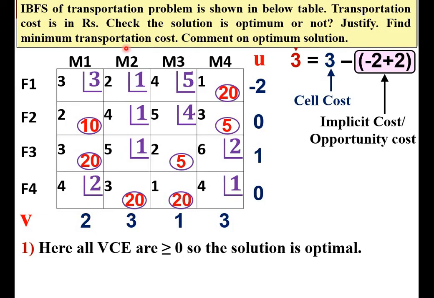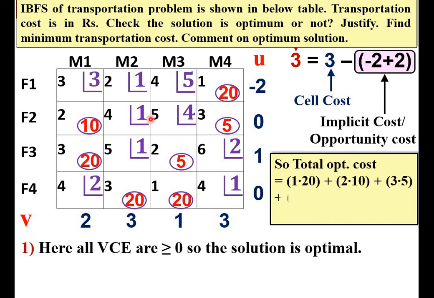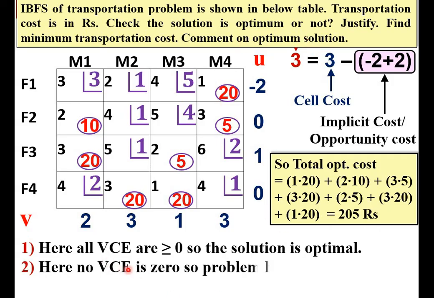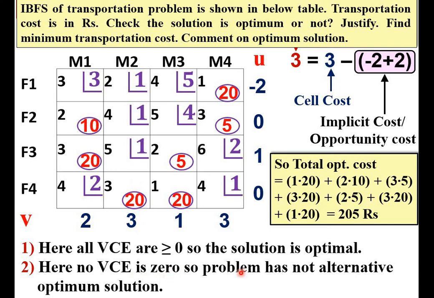Now next, find the minimum transportation cost. I can find the total transportation cost, and that is 1 into 20 plus 2 into 10 plus 3 into 5 plus 3 into 20 plus 2 into 5 plus 3 into 20 plus 1 into 20. So you will get the total optimum cost, or you can say total minimum transportation cost, is 205 rupees. Next, comment on the optimum solution. Here I can say no VCE is 0, and so the problem has no alternative optimum solution.